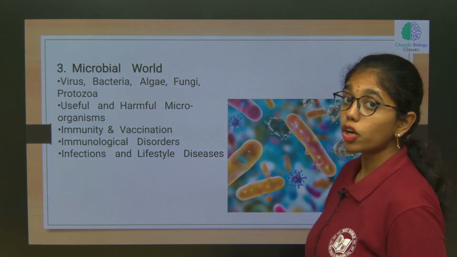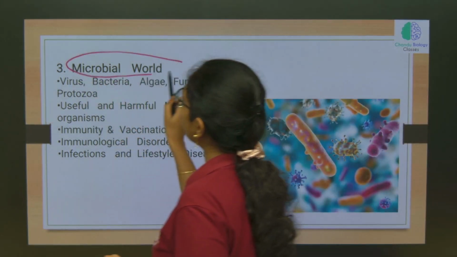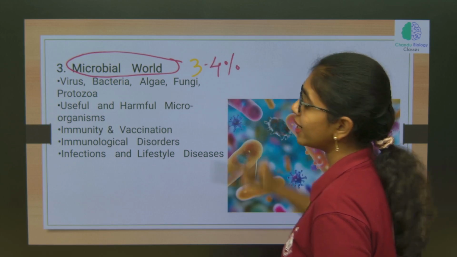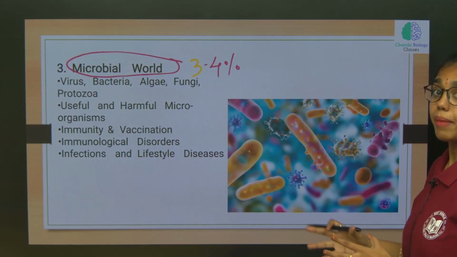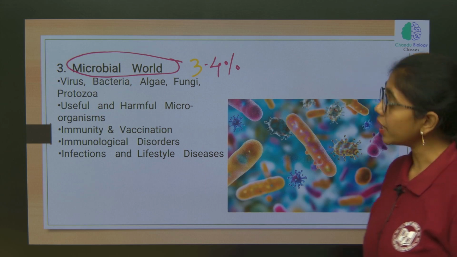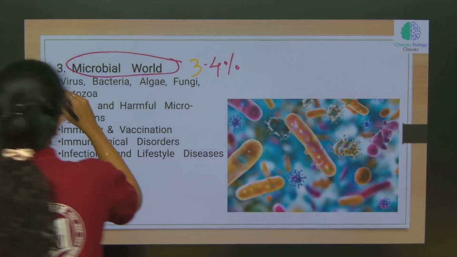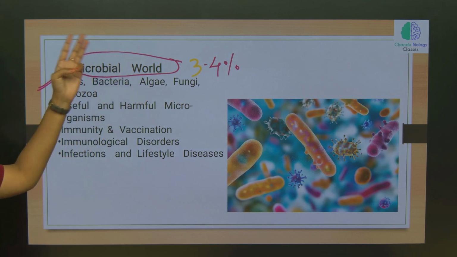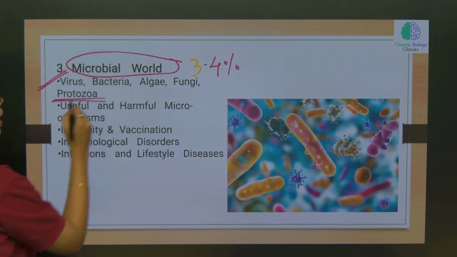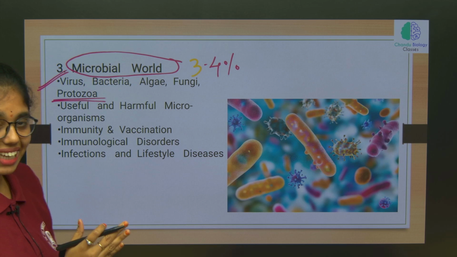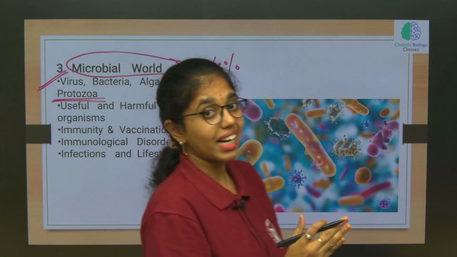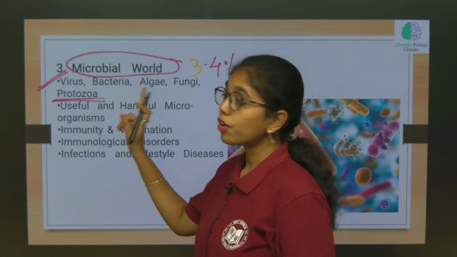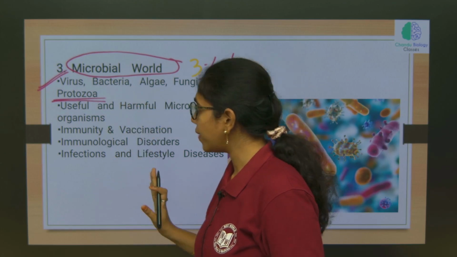Next, about the microbial world. This chapter also covers 3 to 4% of your entire questionnaire. So, in the microbial world, what are we going to focus on? In our syllabus, it is given: virus, bacteria, algae, fungi, protozoa, their complete vegetative or general characteristics, types and classification, reproduction and life cycle, which we are going to learn in a more detailed way.